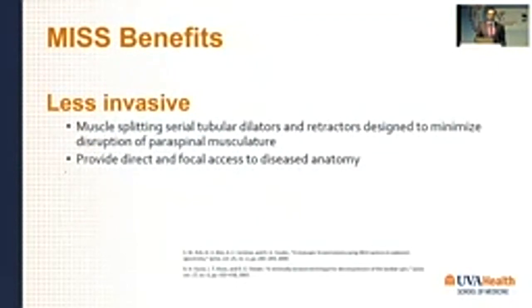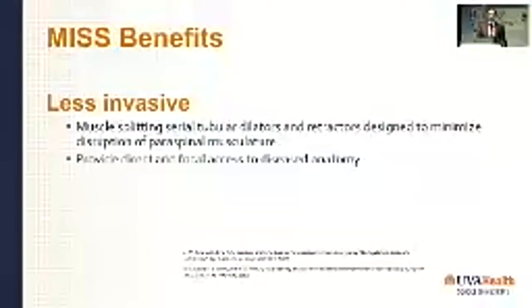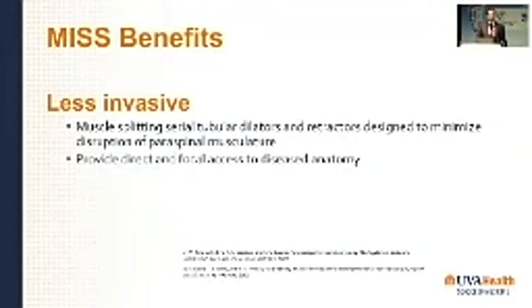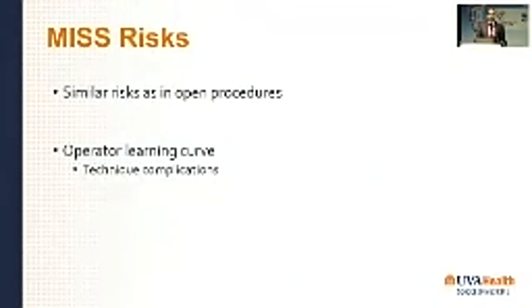With the less invasive techniques, there have been many reports in the literature about using muscle splitting and tubular dilators to minimize disruption of paraspinal musculature, and that can achieve very good postoperative results that lead to less blood loss and shorter hospital stay. These retractors can also provide direct and focal access to the diseased anatomy. There are certainly risks to any type of procedure, but I believe with the use of tubular retractors, there are similar risks to open procedures. We'll talk a little bit more about that.